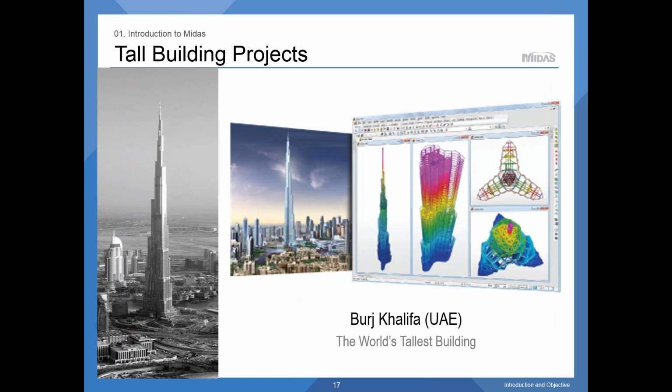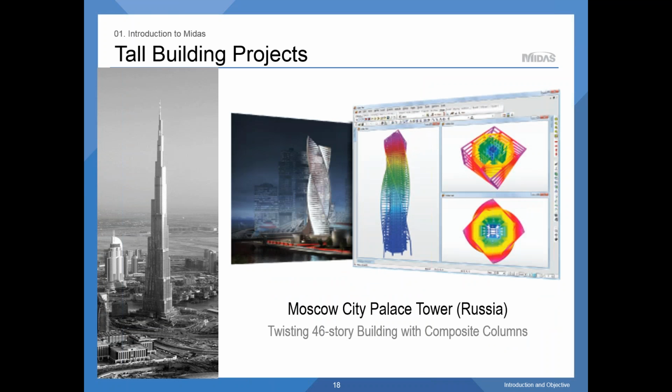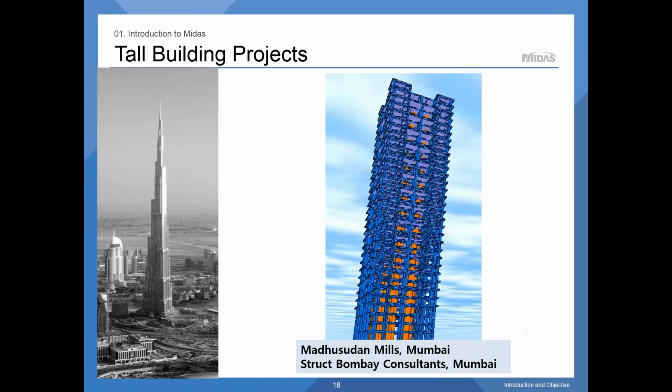Well, let's get into the various project applications where Midas Gen has been used. As I mentioned earlier also, it is Burj Khalifa, the world's tallest building. They have used it for the column shortening effect. And Moscow City Palace Tower, Russia. This is basically a 46-story building with composite columns.